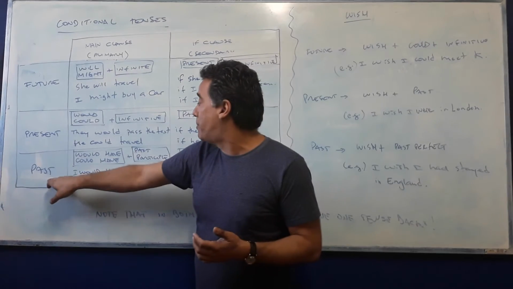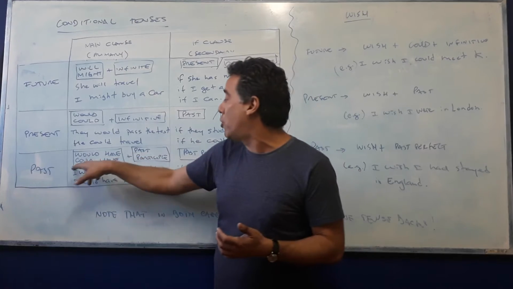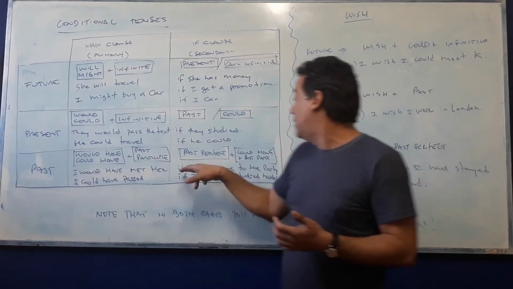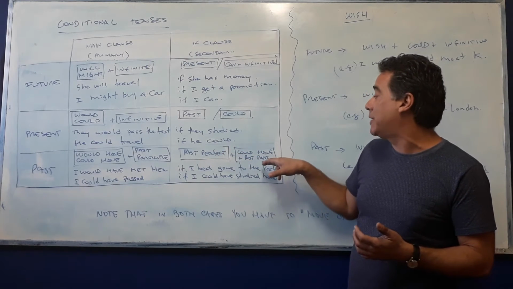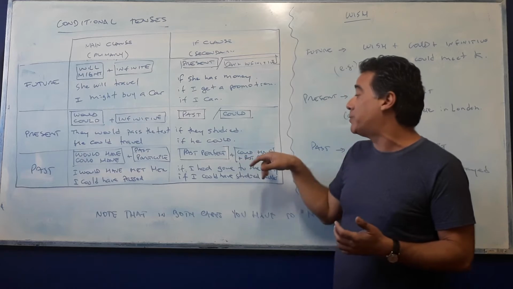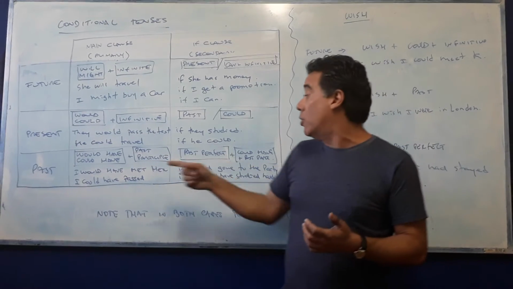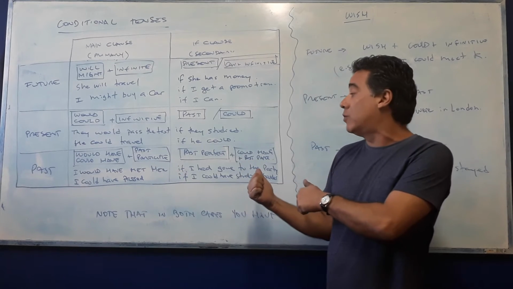Yes? And in the past, we are going to use would have plus the past participle, or could have plus the past participle. So I would have met her if I had gone to the party. The second part, we're going to use the past perfect, or could have plus the past participle. So I would have met her if I had gone to the party. So I didn't go to the party. I didn't meet her because I didn't go to the party.